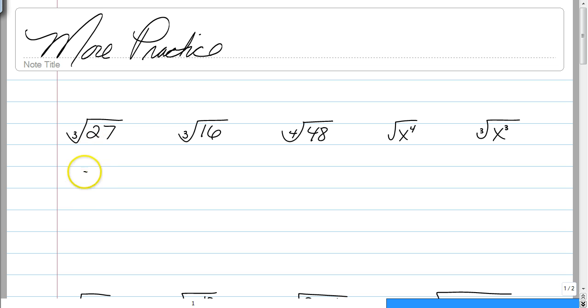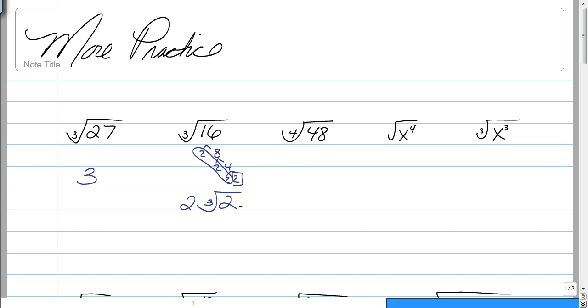Cube root of 27, you should have just known right off the top of your head is 3, because 3 times 3 times 3 is 27. The cube root of 16, you would need to break it down using the factor tree. So you have 2 and 8, 2 and 4, 2 and 2. Circle a group of 3, box your leftovers. So the cube root of 16 is 2 cube roots of 2.